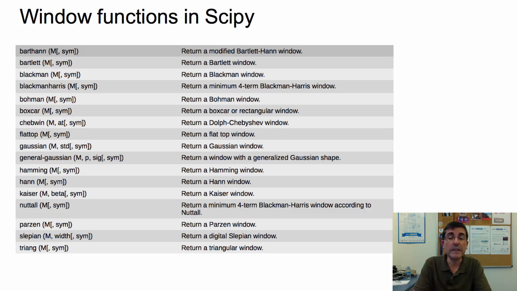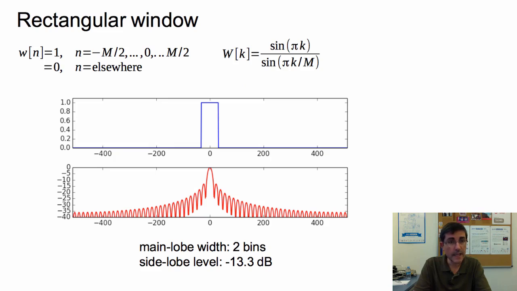Each window can be distinguished from the others by measuring the main lobe width and the side lobe level. And each window offers a different compromise with respect to these two values. So let's show some of them. So the first one is the rectangular window, and the equation shows how it's computed.